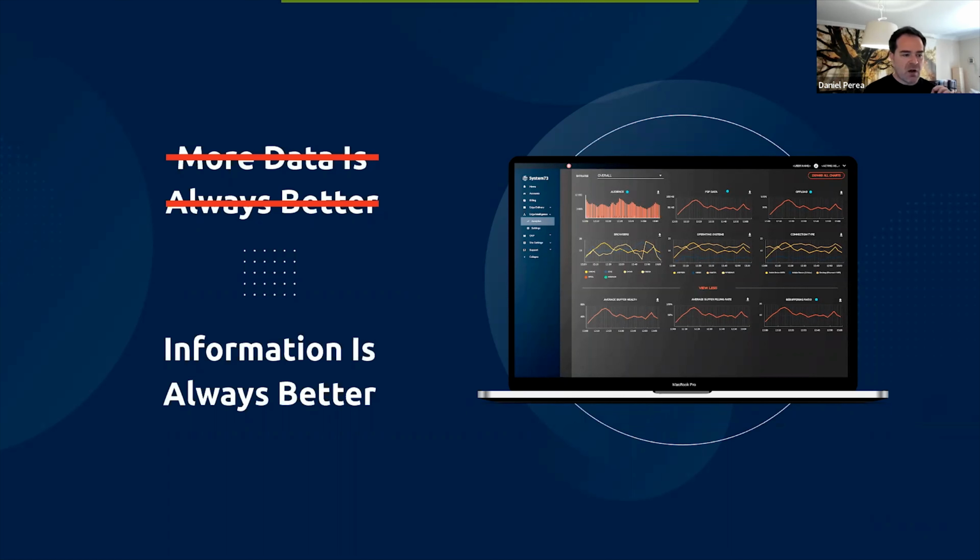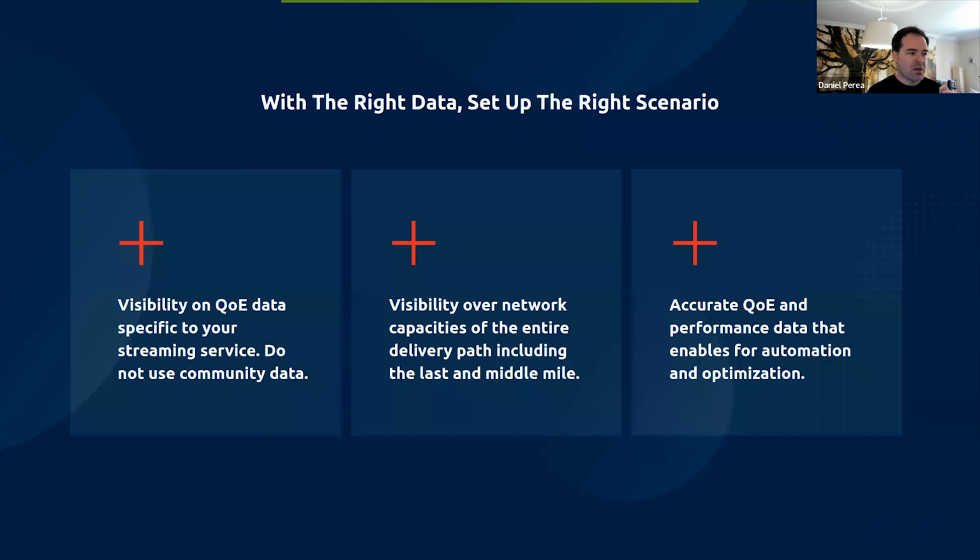So now let's see how that information can be captured, okay? First, you need to have visibility on the right data to make it actionable and make it actually information for you. You need quality of experience data that is specific to your streaming service. It doesn't count if the data you are relying on is based on data from the community, from other services or other customers, because it may or may not relate to you. For example, if you have feedback that, hey, CDN A is performing worse than CDN B using community data, it may be that for you it's not relevant.